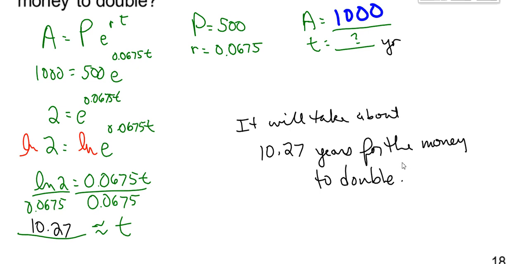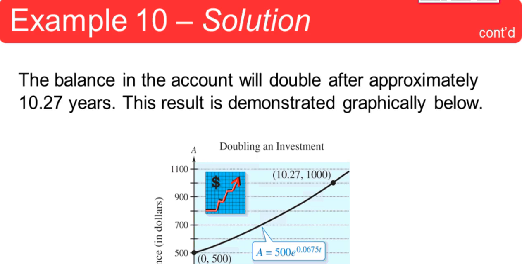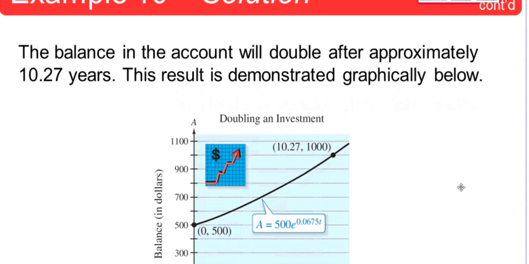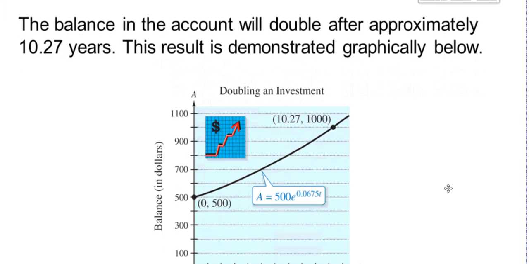And I do have a slide that shows it graphically. It's always nice to see a little extra thing here. And so the balance in the account will double after approximately 10.27 years. This result is demonstrated graphically below. So a nice little graph to look at.